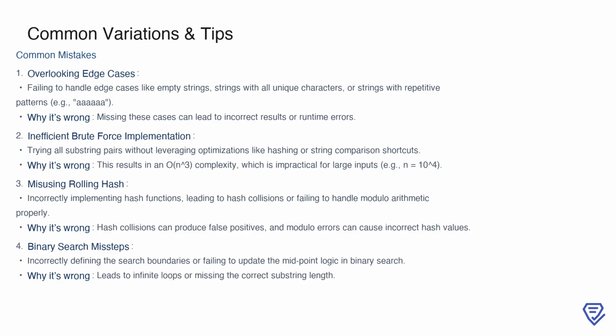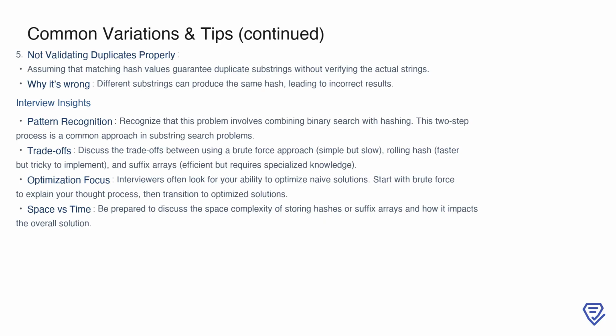Lastly, errors in binary search logic, such as incorrectly defining boundaries or improper midpoint updates, can result in infinite loops or failure to identify the correct substring length. These mistakes highlight the importance of precision in both logic and implementation. Another common error is not validating duplicate substrings properly. Matching hash values alone doesn't guarantee that the substrings are identical, as different substrings can sometimes produce the same hash. Without proper verification, this can lead to incorrect results.